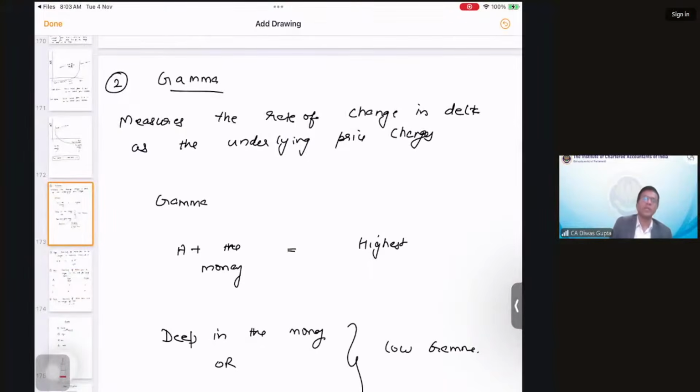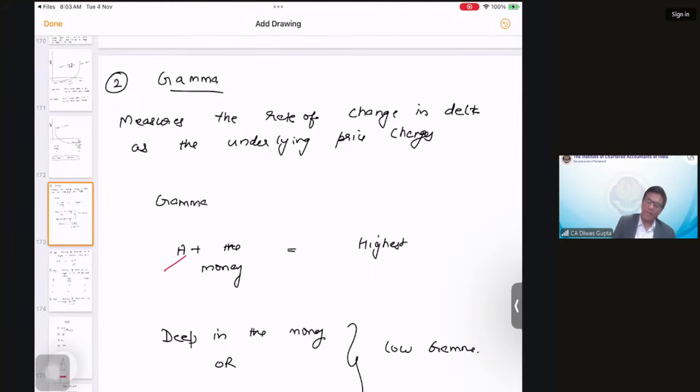Now the second part is actually gamma. Gamma measures the rate of change in delta when the underlying price changes. So delta measures the change in the value of the call and the put option with respect to price. Gamma is the delta of delta. So it is measuring the change in delta, that is called gamma.